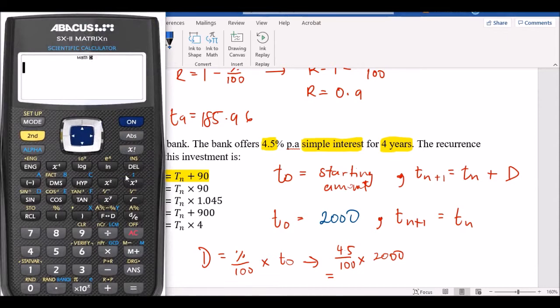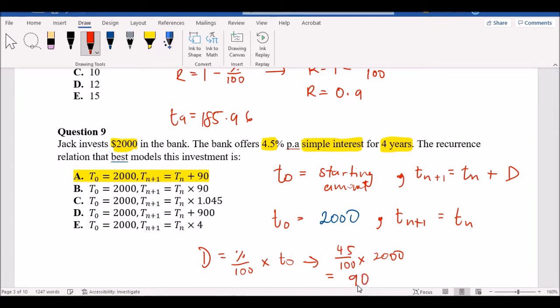Well, let's do it here. Over 100. Yep, equals 90. I hope that what I'm saying isn't gibberish, but it could be very well be for some of you.